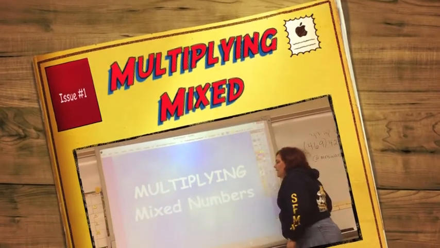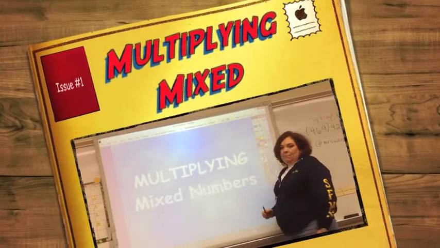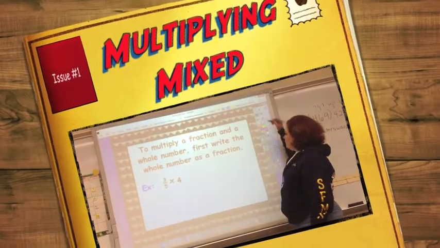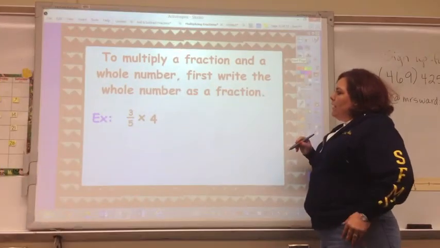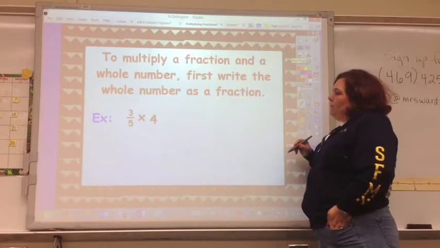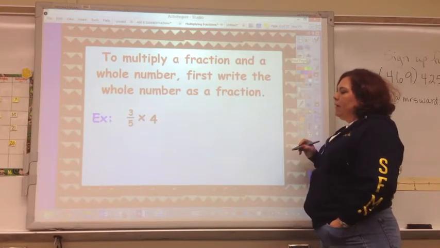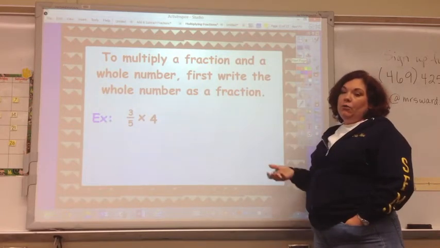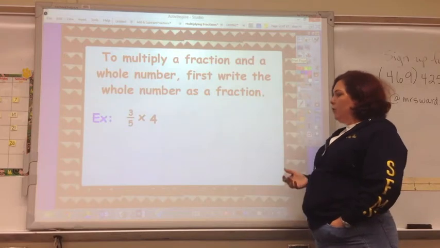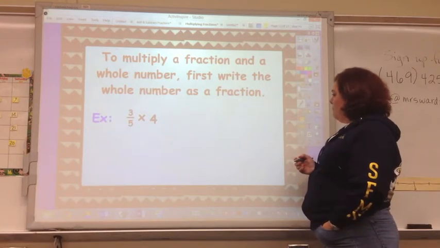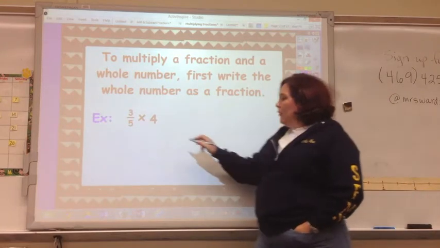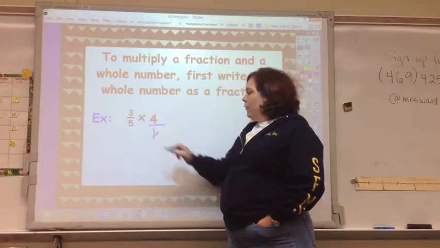Now today, we're going to be multiplying mixed numbers. To multiply a fraction and a whole number, first write the whole number as a fraction, because you're going to have whole numbers, you're going to have mixed numbers. So first we're going to look at whole numbers. So this 4 really means 4 over 1.